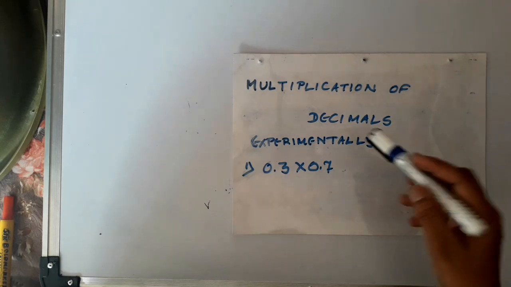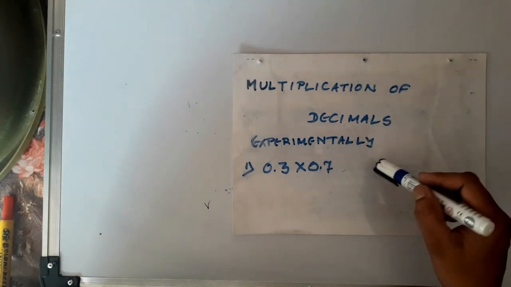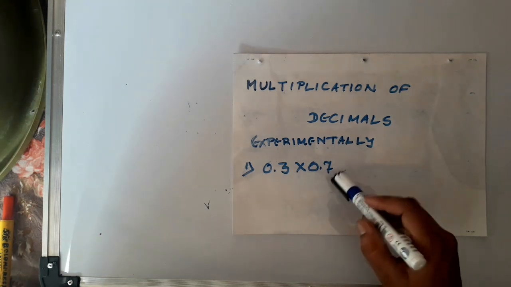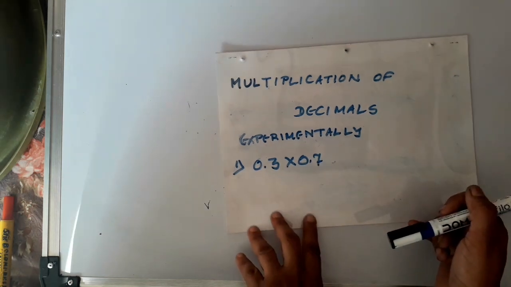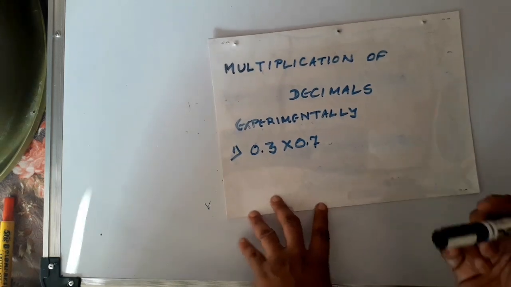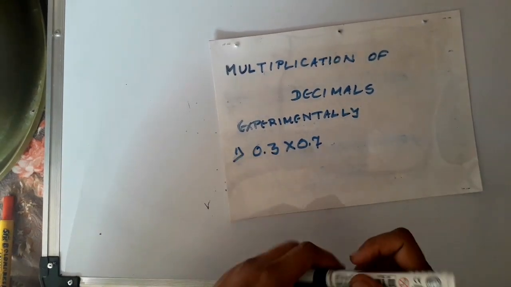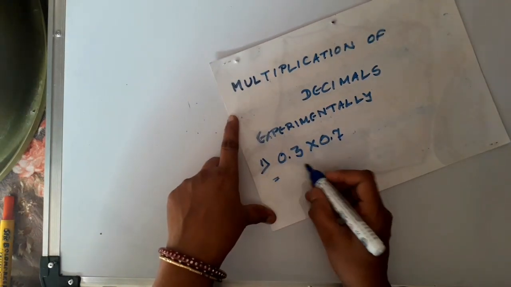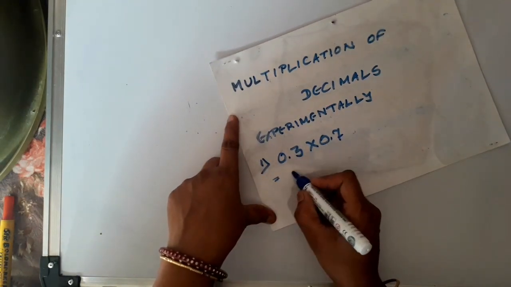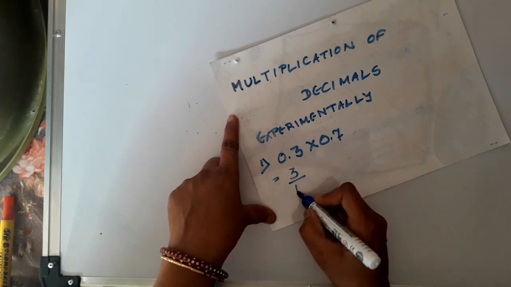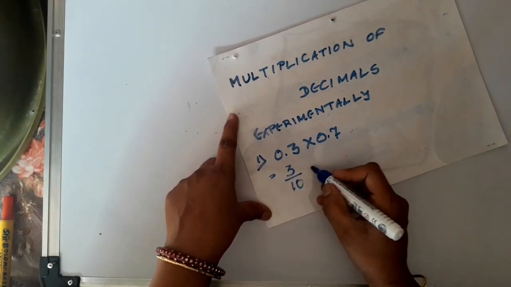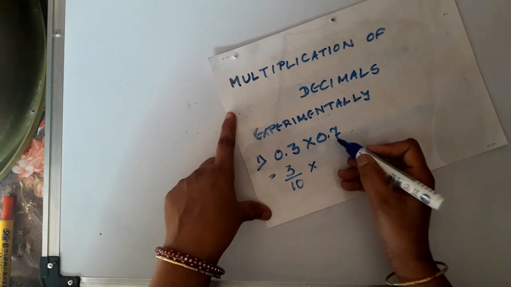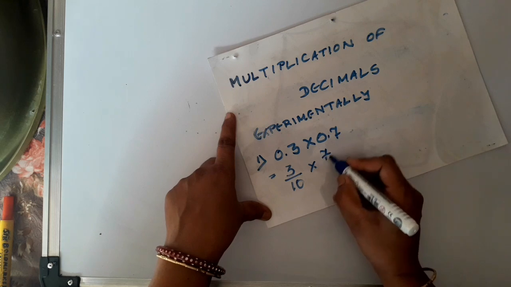Now let us see multiplication of decimals experimentally. The question given here is 0.3 into 0.7. As you know, fractions and decimals both go hand in hand. Here 0.3, it means, can you write this decimal in fraction as 3 by 10? Yes. So this is 3 by 10 and the second one 0.7 you can represent as 7 upon 10.